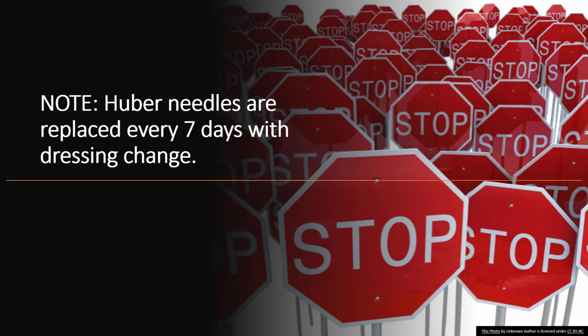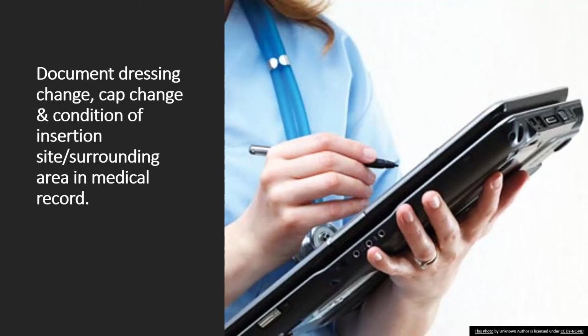So one thing to note is that the Huber needles are replaced every 7 days with the dressing change. So it's not just the dressing that is changed, the Huber needle has to be changed every 7 days. So every 7 days the patient is going through an accessing and deaccessing of the Huber needle. Last thing, document dressing change, cap change, and condition of insertion site surrounding the area in the medical record.